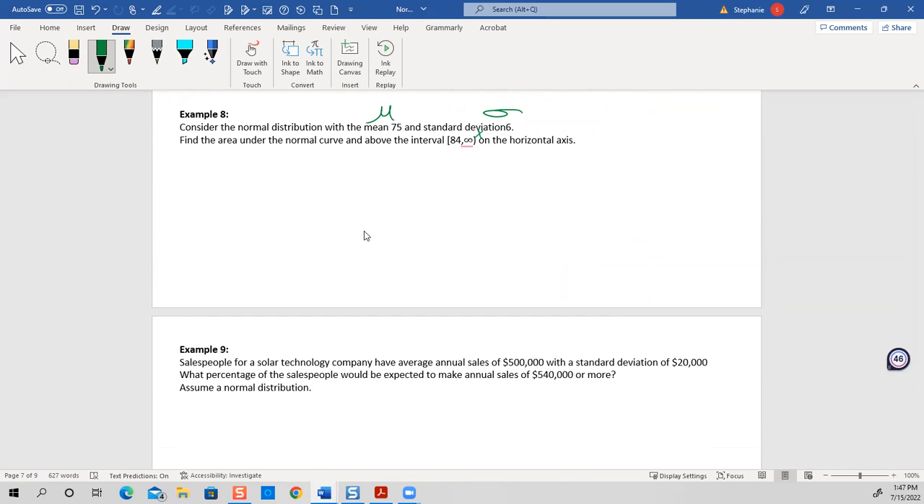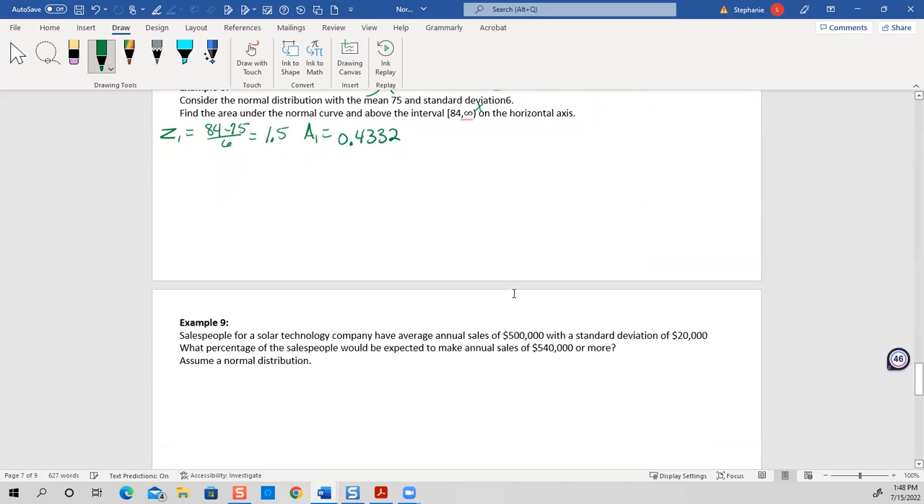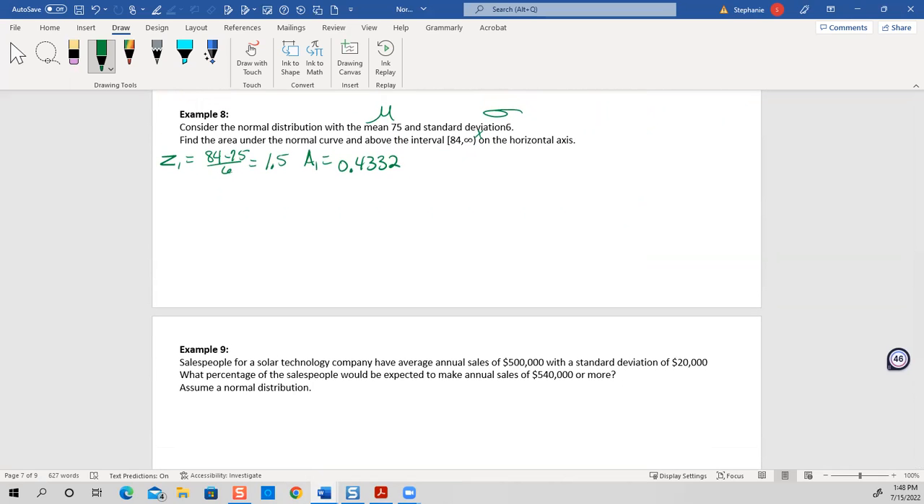So first things first, let's find our Z1. We're going to take the 84 minus the 75 divided by 6. And when we do this, we get 1.5. So you're going to go to the z-table, go down to 1.5 and across to 0.00. And that area gives me 0.4332.